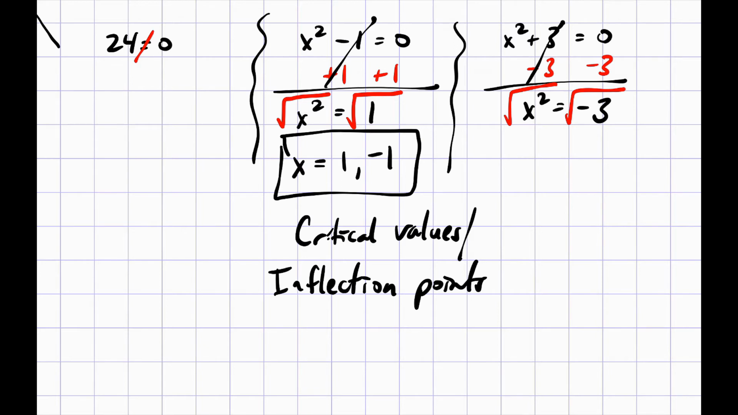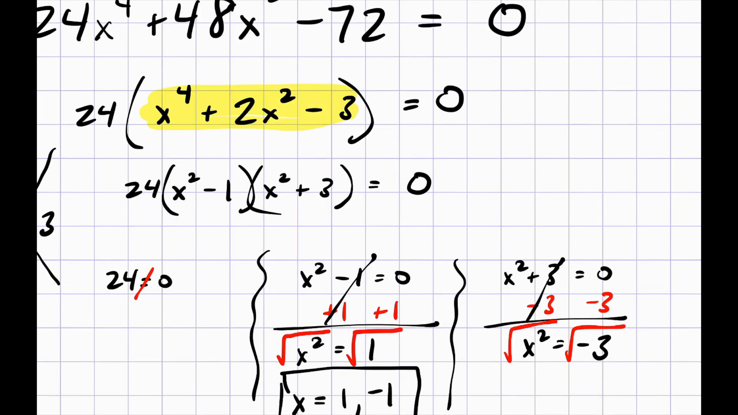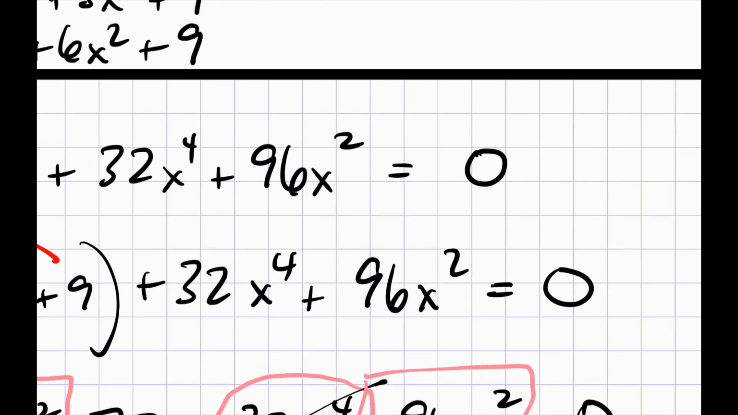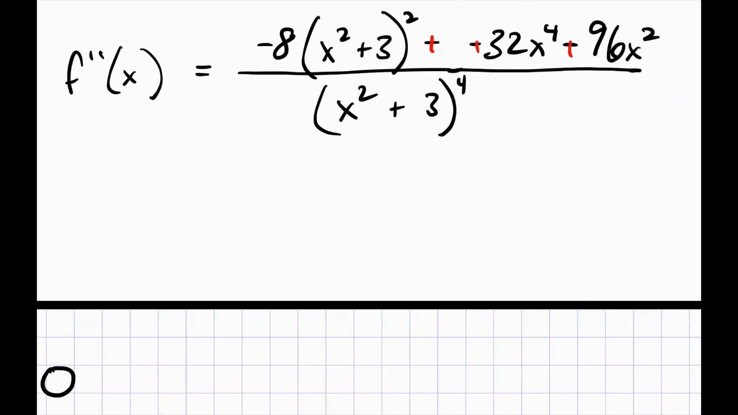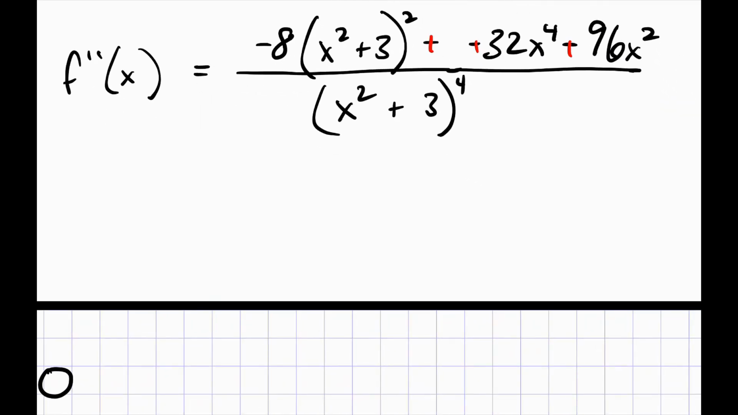Now, where else do I have to check? I checked the top. Now I've got to check the bottom too. So look at the denominator of the second derivative. So go back to the second derivative. We did the top. The ugly part was the top. The bottom part was x squared plus 3 to the 4th power. Why do I not have to check the bottom? You should, but why mathematically do I not need to check the bottom, set it equal to 0, and solve it?